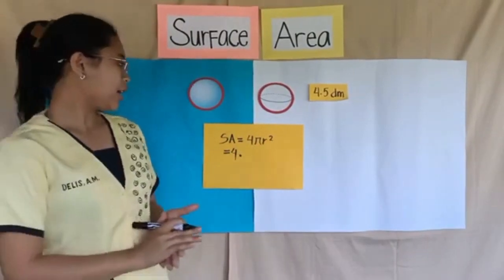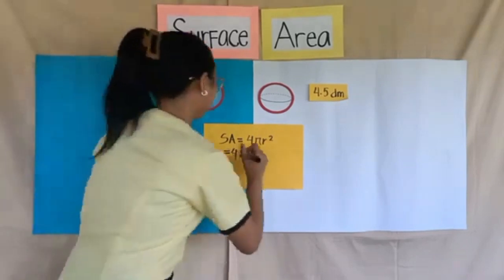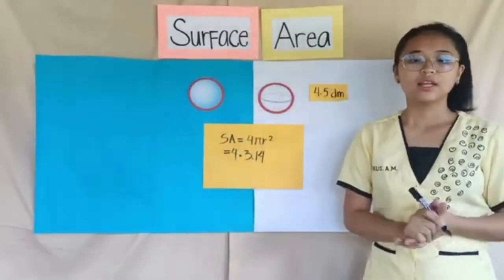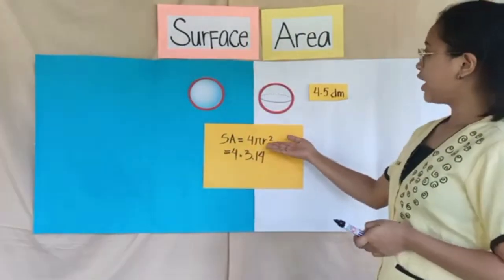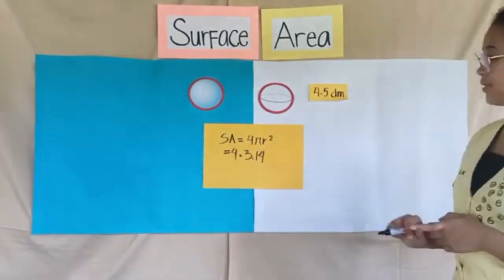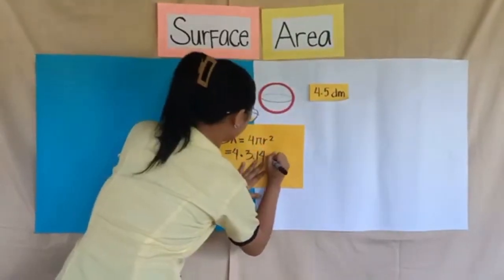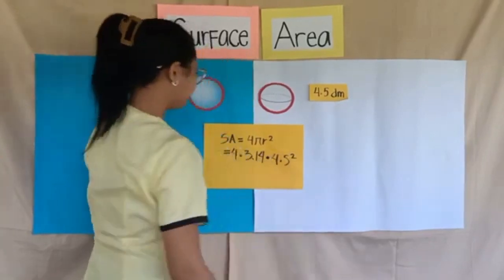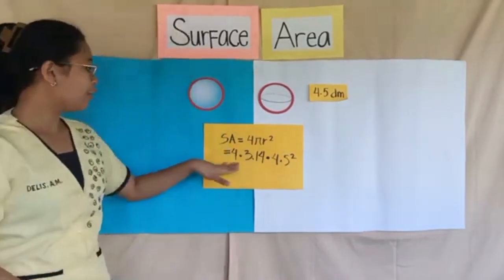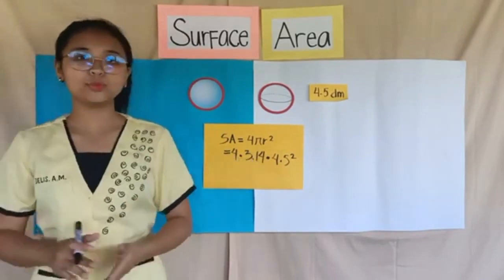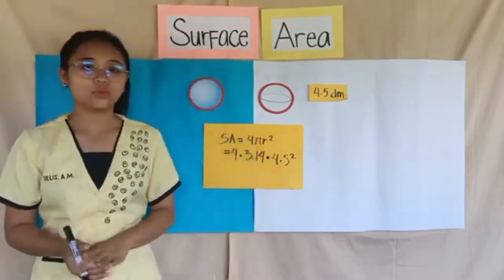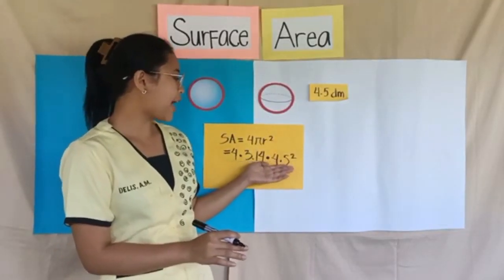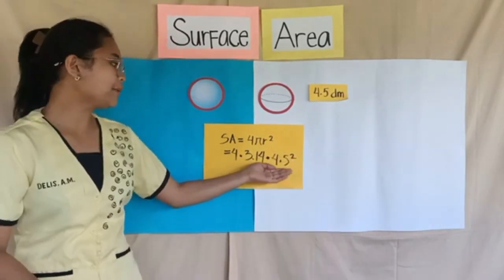So our pi here is 3.14. Now, our radius here is 4.5 decimeter. Now, if we multiply 4 times 3.14, what would be the answer? Very good. The answer will be 12.56. Since it is 4.5 squared, all you need to do is to multiply it by itself.